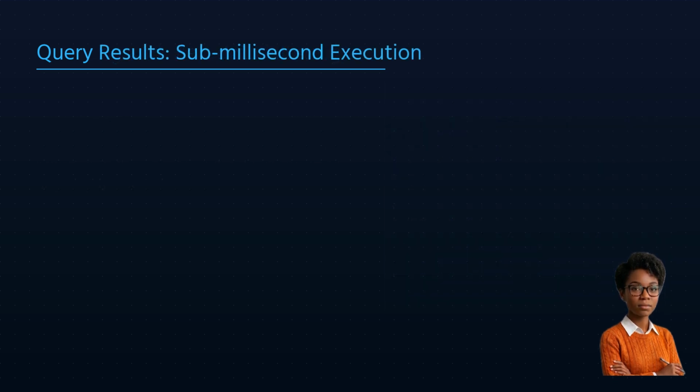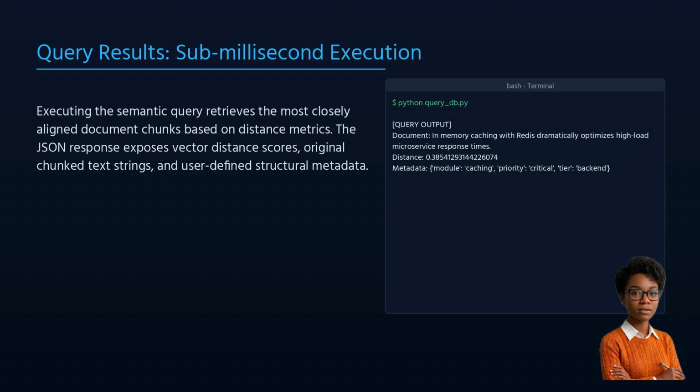Let's inspect the terminal query output. ChromaDB found our Redis documentation almost instantly. Notice the distance value of 0.38. This represents high semantic proximity in cosine space. Thanks to metadata filtering, we skipped the database and infrastructure chunks entirely, getting only backend-focused context for our LLM application.